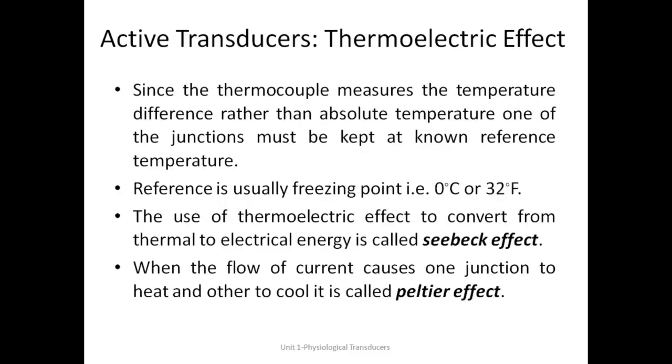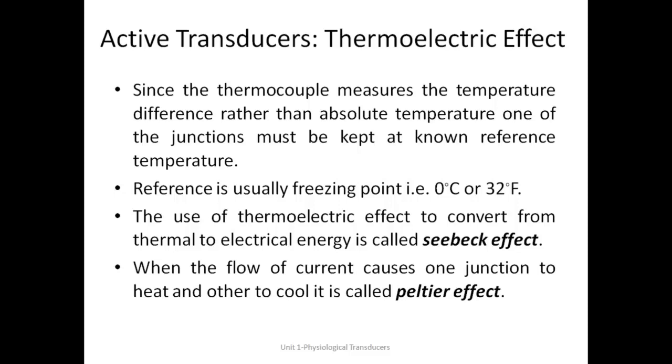Since a thermocouple measures the temperature difference rather than absolute temperature, it is very important that one of the junctions is kept at a known reference temperature, which is usually 0 degrees Celsius, or 32 degrees Fahrenheit, which is the freezing point. So if you keep one junction at the freezing point and the other gets heated up, the voltage that you measure is proportional to the difference between these two junctions. So if one is at 0, it is very easy to find out the absolute temperature of the other junction, right? And this phenomenon is termed the Seebeck effect and the Peltier effect.